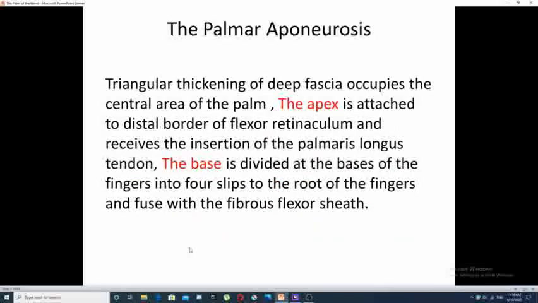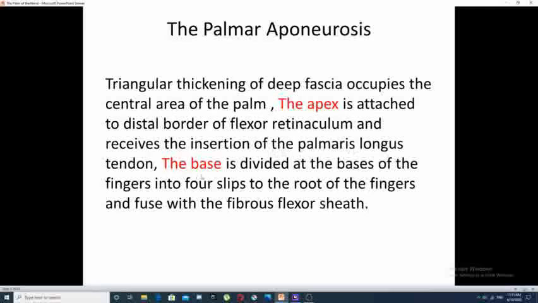Next to the skin is the aponeurosis of the palm of the hand, which is called the palmar aponeurosis. It is triangular in shape and occupies the central part of the palm of the hand. Since it is triangular in shape, it has an apex, which is attached to the distal border of the flexor retinaculum and receives the insertion of a muscle called palmaris longus.